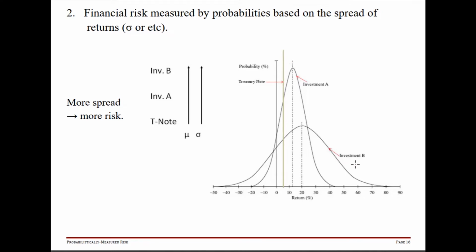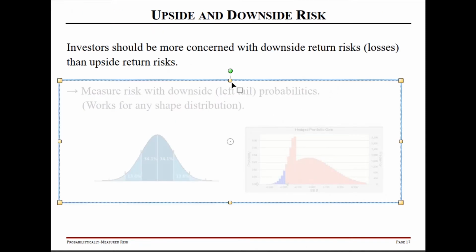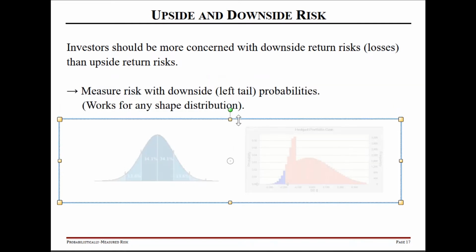And if we look over here at investment B, this might be something like stocks, which on average do better than bonds, high yield bonds or treasuries, but we can lose a lot of money with those stocks. So we're always going to look at the spread as well as the expected value, and always more spread equals more risk.